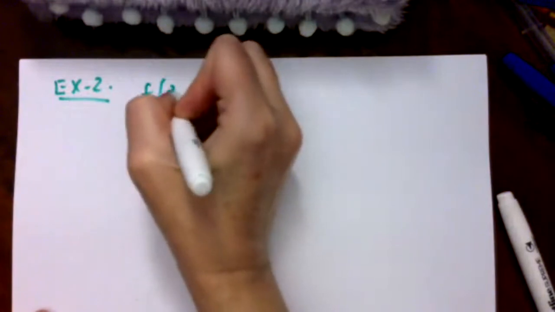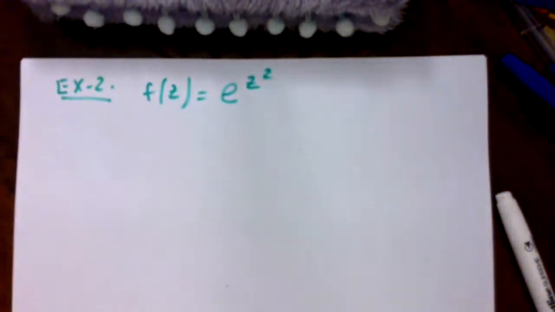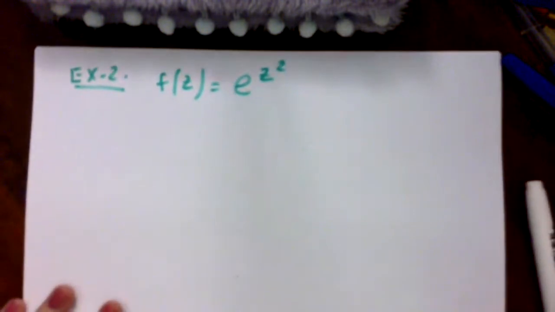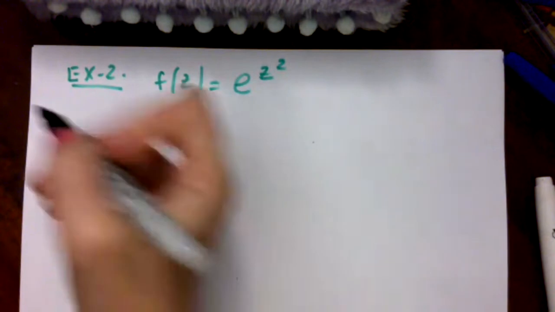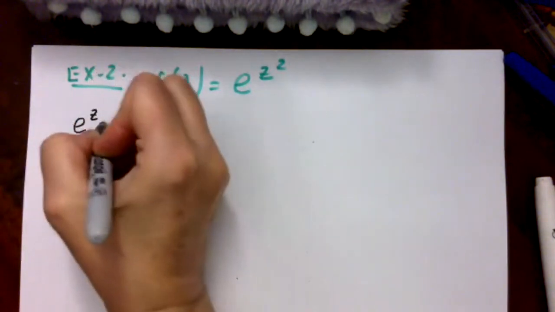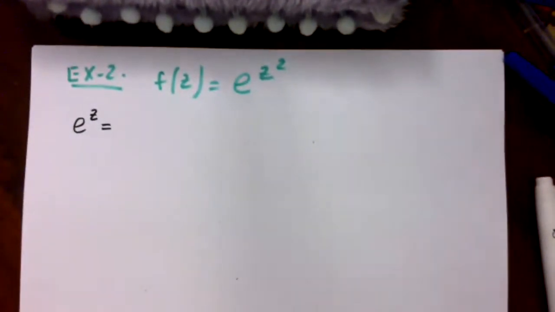Example 2, for example. So f of z is e to the power of z squared. And the task is the same. We need to expand it in powers of z. And of course, you immediately remembered, or maybe you have your cheat sheet at hand, that there is a canonical expression which looks quite similar to this function for the exponent.